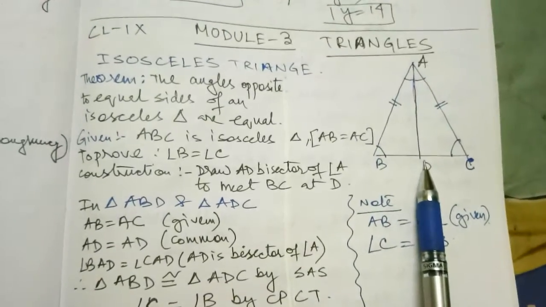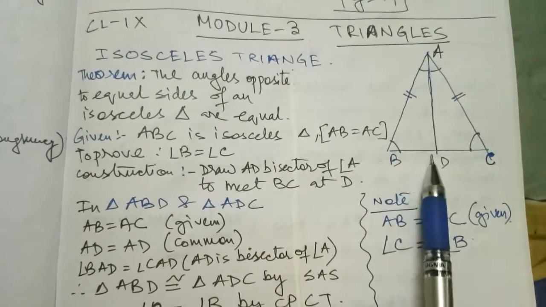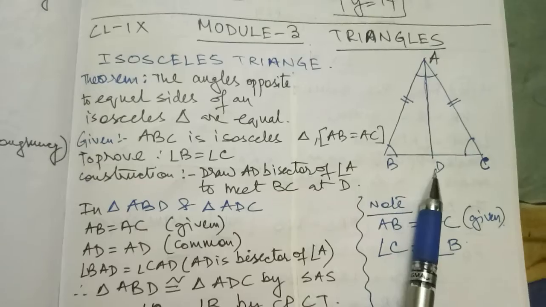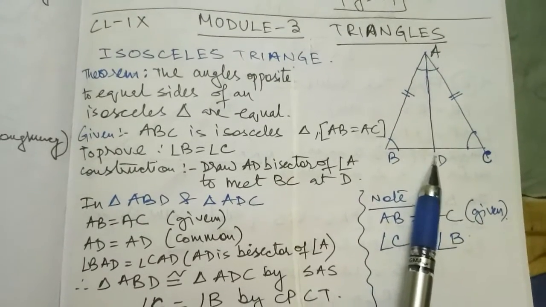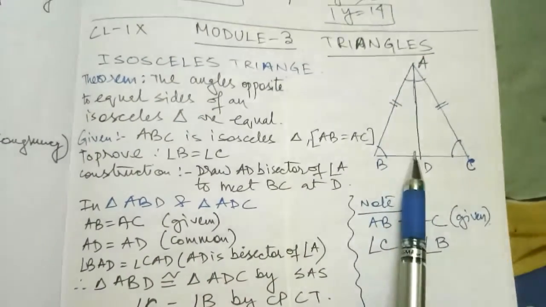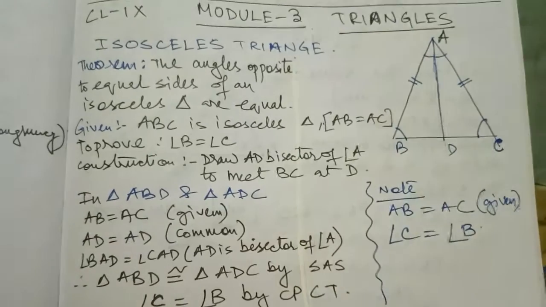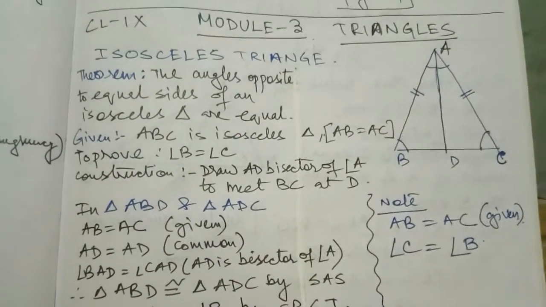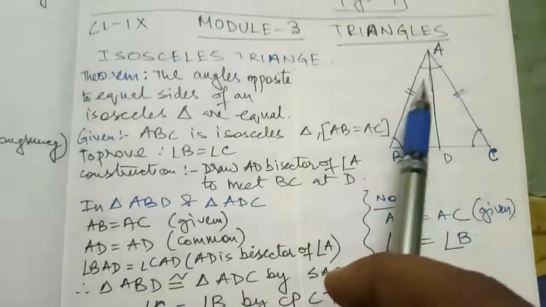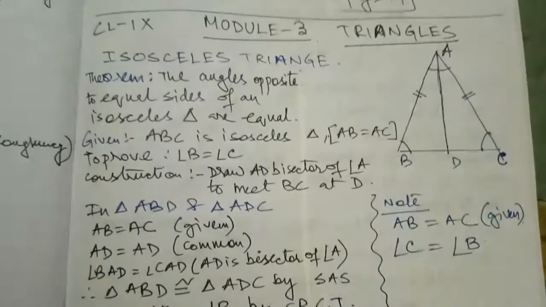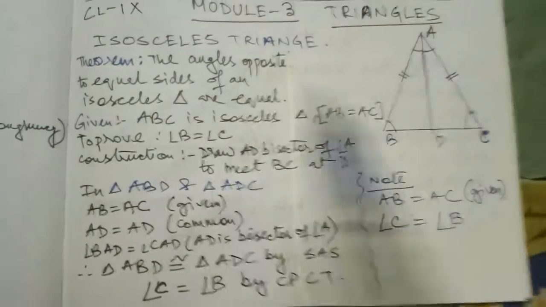AD is the bisector of angle A and meets BC at D. It is not told that AD is a perpendicular, and nothing is told about the altitude either. But it is told that AD is the bisector. Bisector means this angle and this angle will be equal.